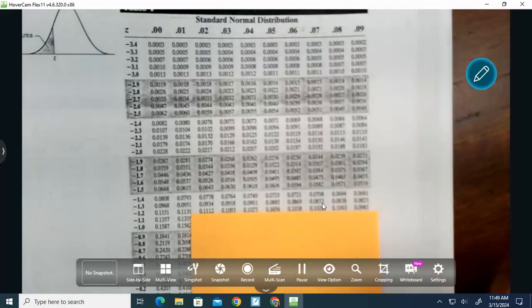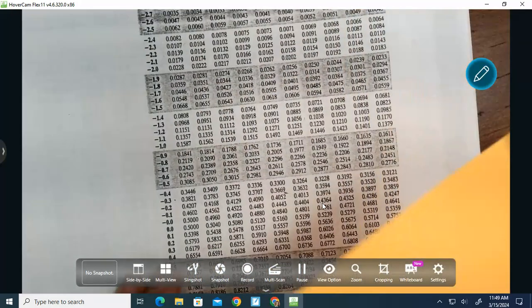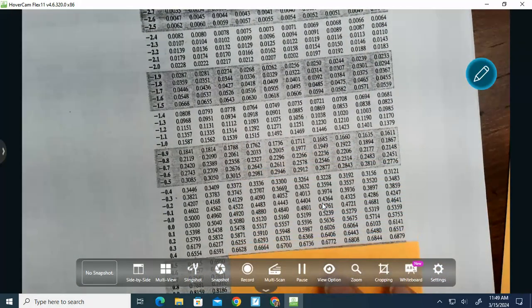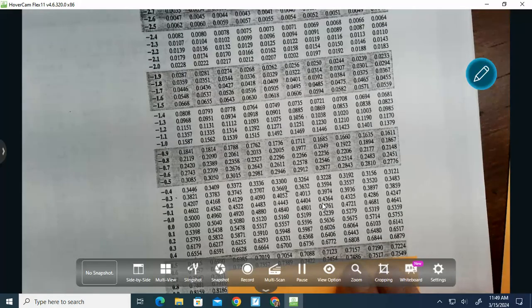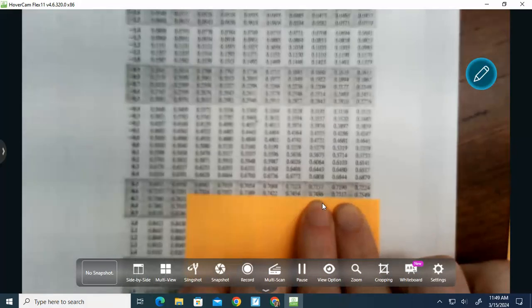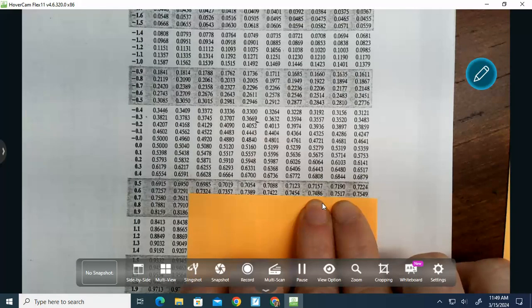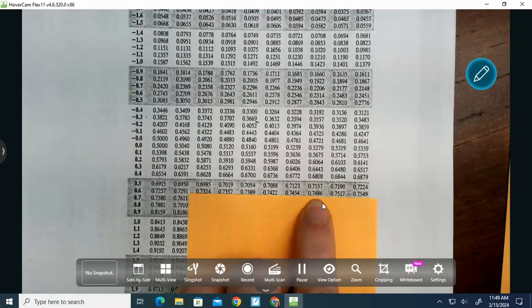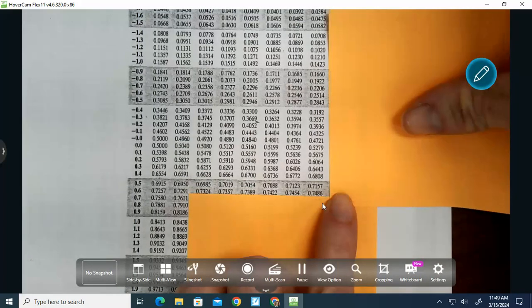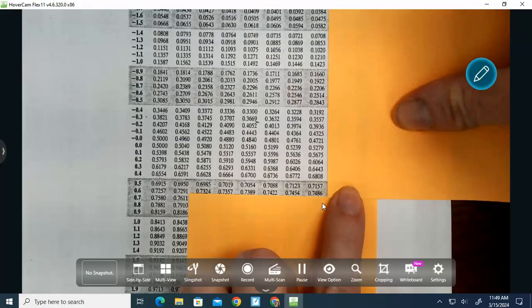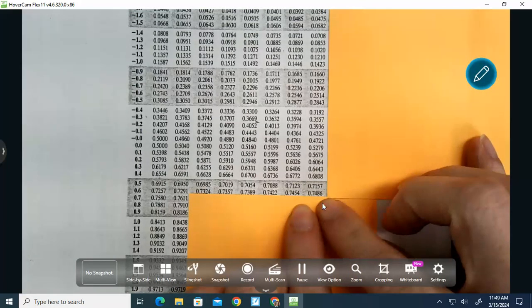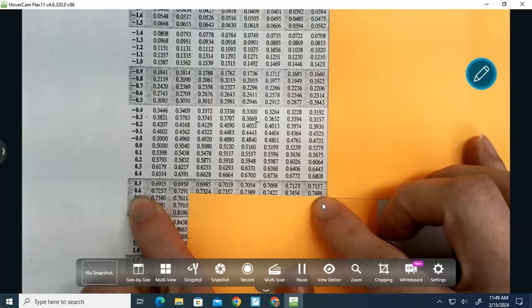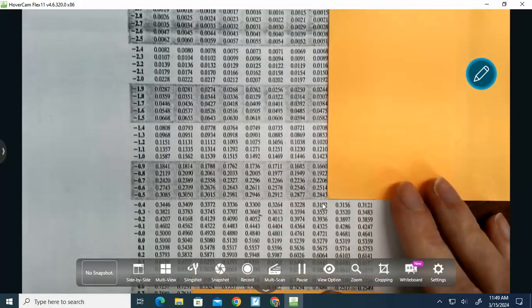So as we go down this table, my areas are getting larger. So I am looking for 0.75. Yeah, we have a 0.7486 and a 0.7517, right? Which one's closer? Yeah. So that's the closest my table gives me. So my z would be 0.67.